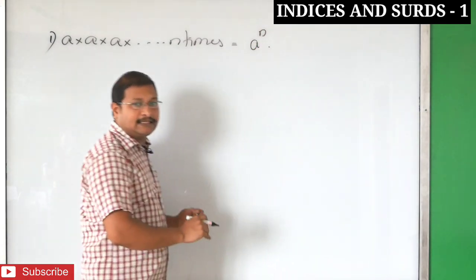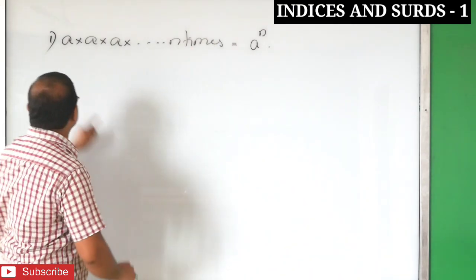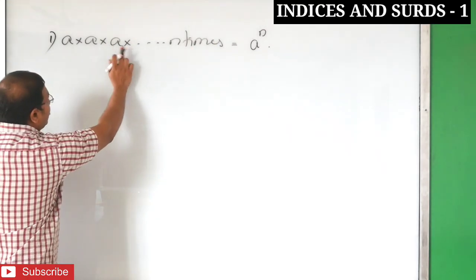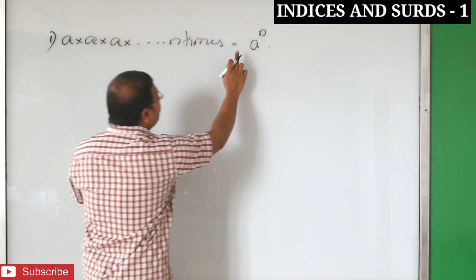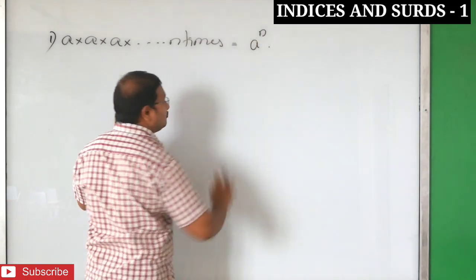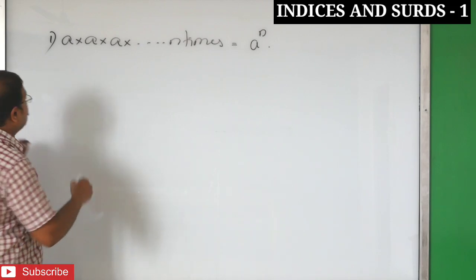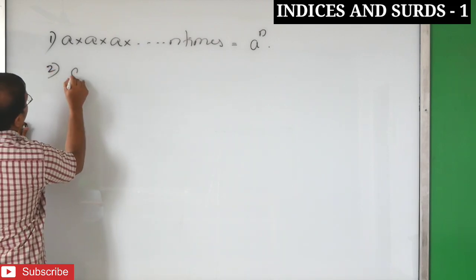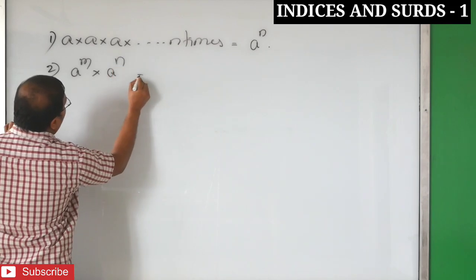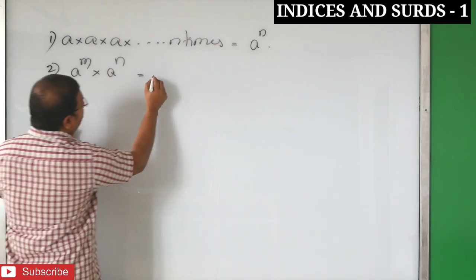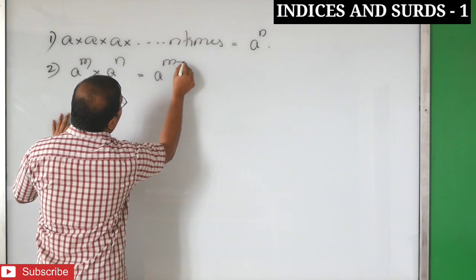How to read this? a raised to n. That means a into a into etc. to n times. We will write this as a raised to n. Let us see the second equation. 2: a raised to m into a raised to n equals, what will happen? a raised to m plus n.